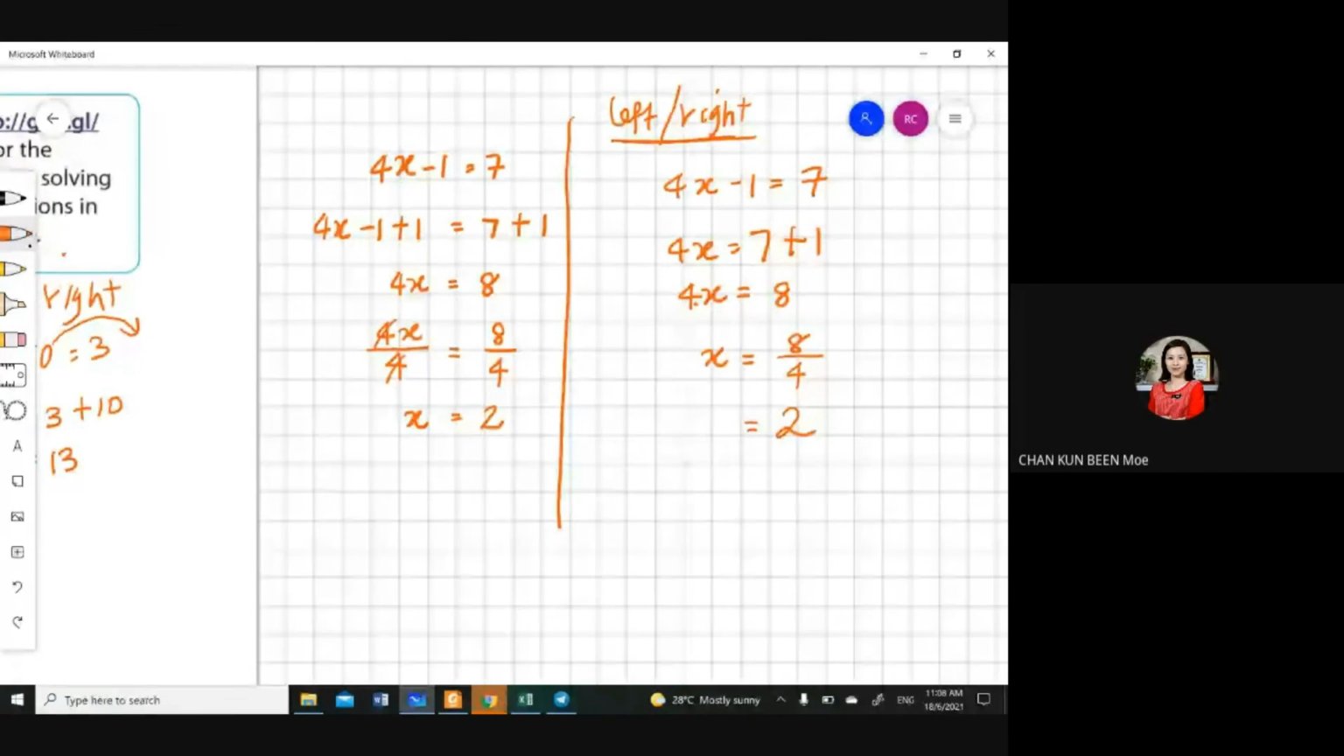This is the one that's shown in your book. This is the one that I show you myself using the left and right method. You just move it to the right. Negative, moved to the right, becomes positive. Okay, and then if multiply, moved to the right becomes divide. Are you okay? Any question? No.